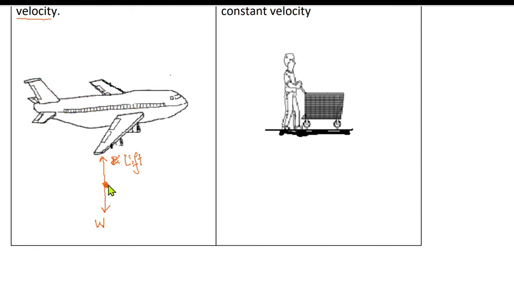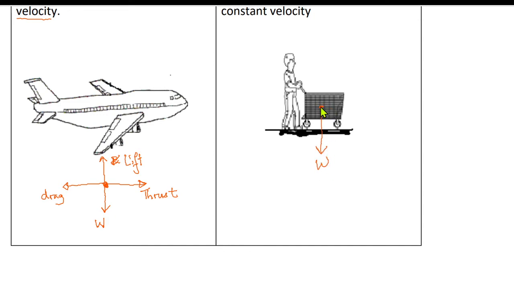And the airplane is moving to the right. What makes it move to the right? This is what we call the thrust force, T-H-R-U-S-T. At the same time, there must be a force going in the opposite direction, and this force is what we call the drag. Seretan in bahasa Melayu.